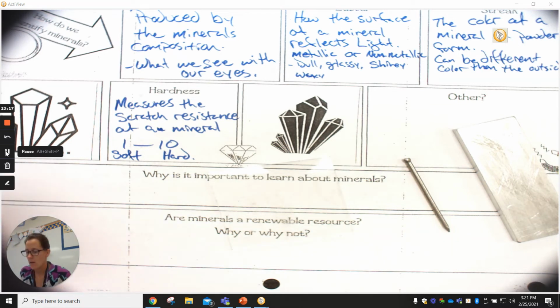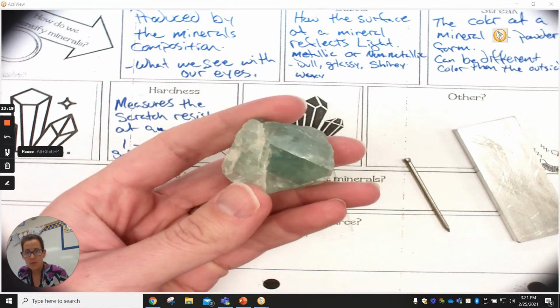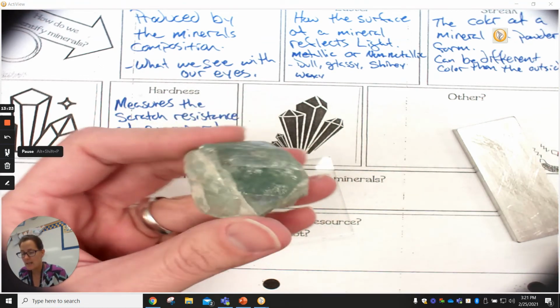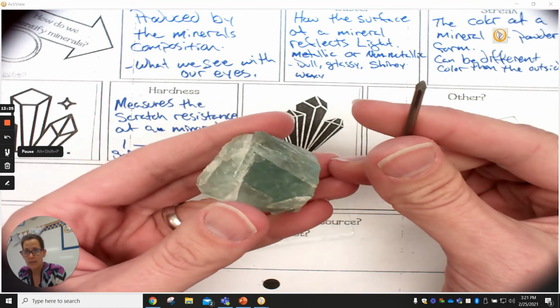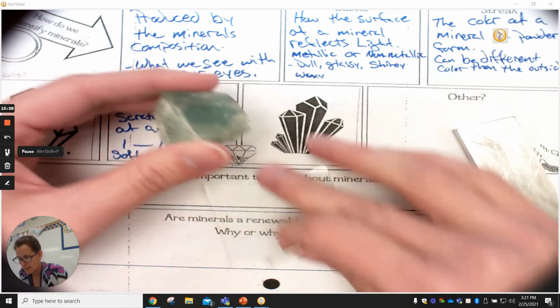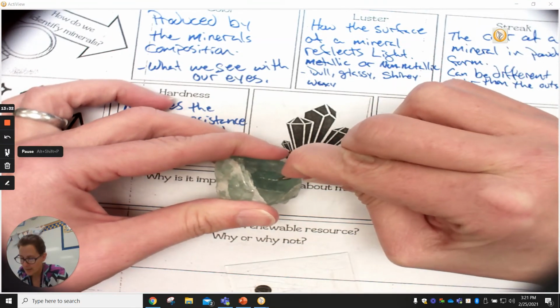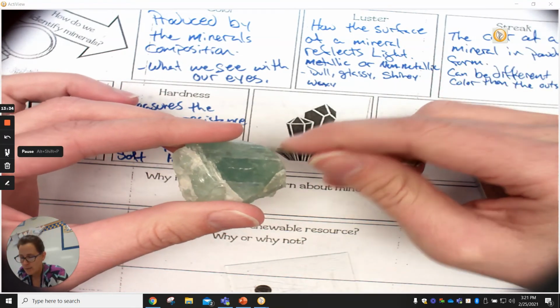fluorite. Fluorite right here. I'm looking at the Mohs hardness scale over there because I want to make sure I'm telling you right. And fluorite, it says, can be scratched with an iron nail. So we're going to try it real quick. I'm going to set it down, and I'm going to scratch it with my iron nail. And did you see that right there? See how we have that scratch on it?